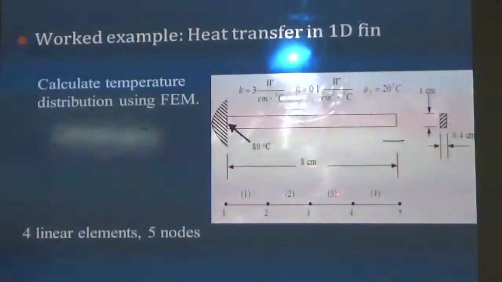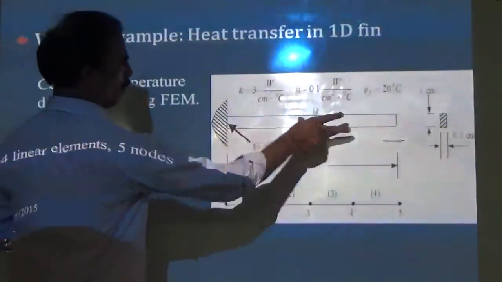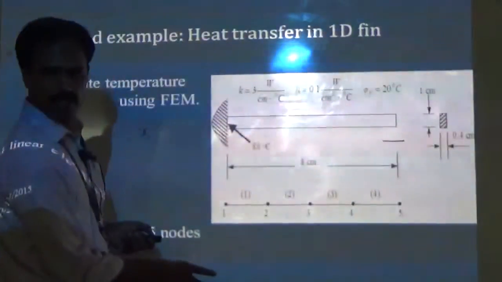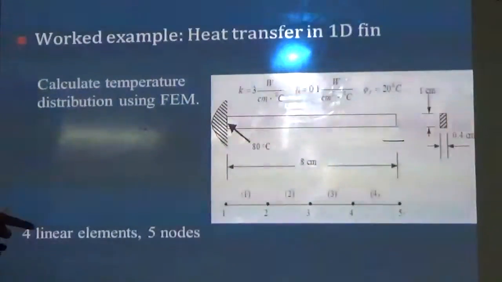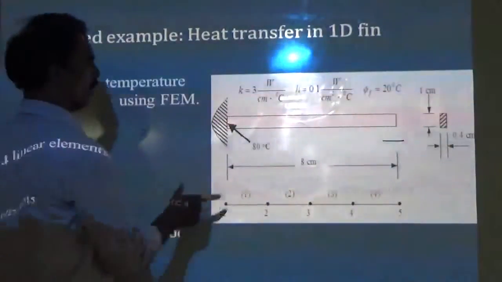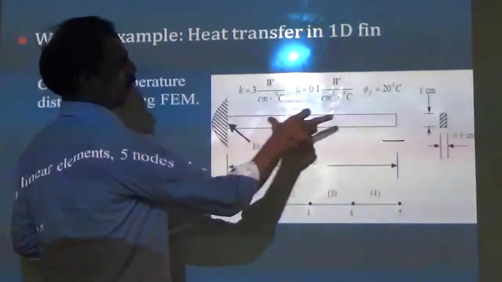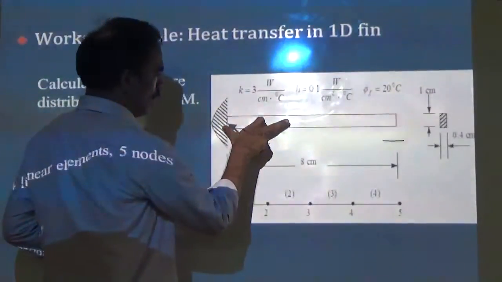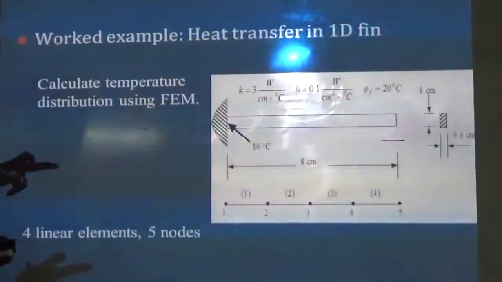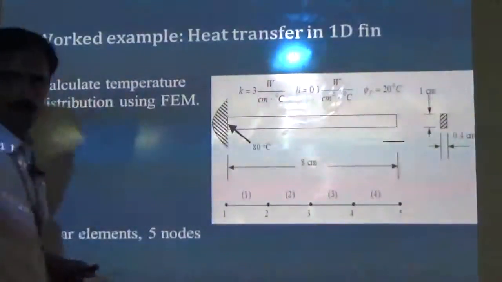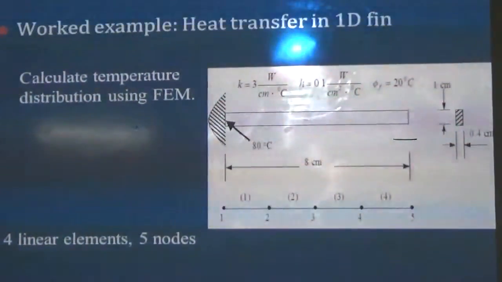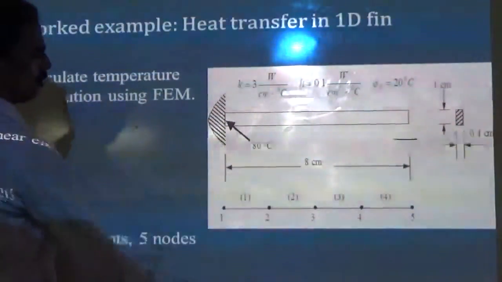The first step is discretization. To discretize this geometry into elements, I'm going to use a linear element. I'm dividing this 8 cm fin into 4 elements of equal lengths. It need not be. In practice, you have to use a fine mesh wherever the temperature gradient is more. Here, in practice, we would go for a fine mesh near the base. In this case, for the sake of simplicity and academic interest, I am just using uniform length.